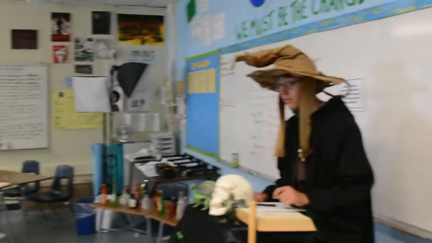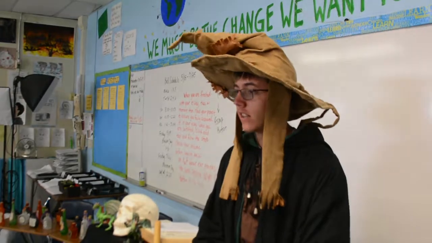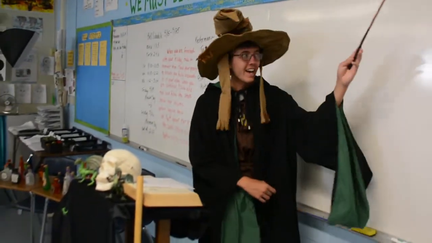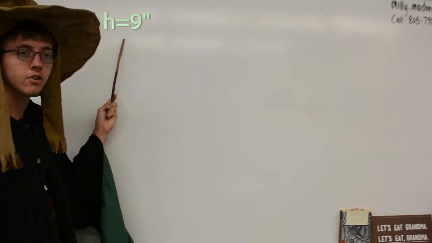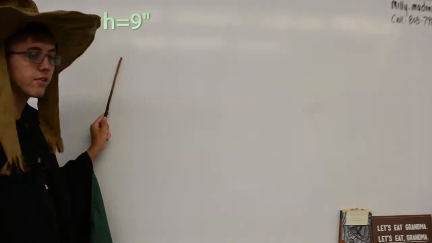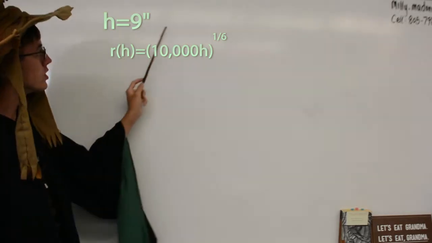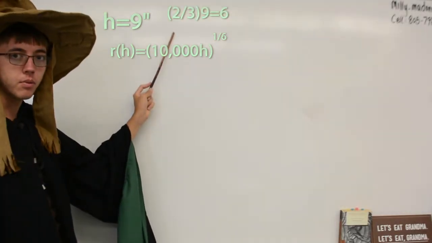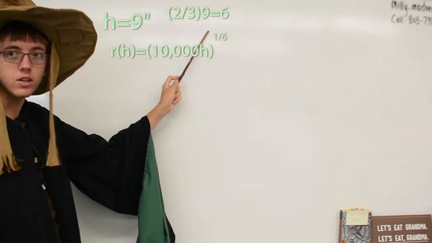Professor, what is the radius of the cauldron as a function of its height? It is the 6th root of 10,000 times its height. And why is that important? Well, I'm glad you asked. We're given that the height of the cauldron is 9 inches tall, and that the function for its radius is the 6th root of 10,000 times its height. If we want to find 2/3 of its height, because we want to fill the cauldron 2/3 full, we would take 2/3 of 9, and that would be 6 inches that we need to fill.